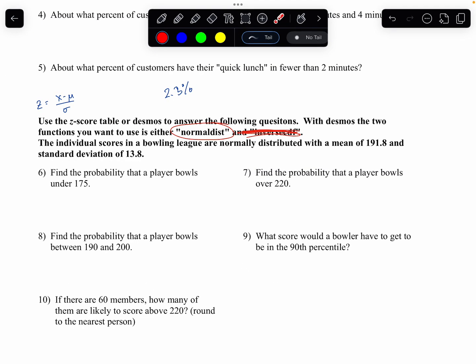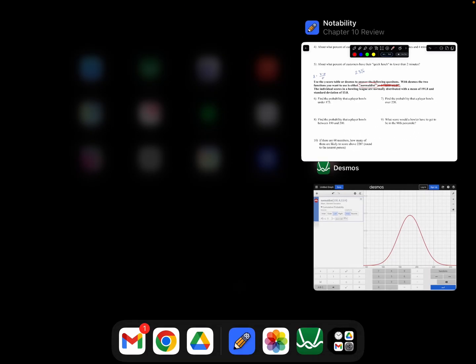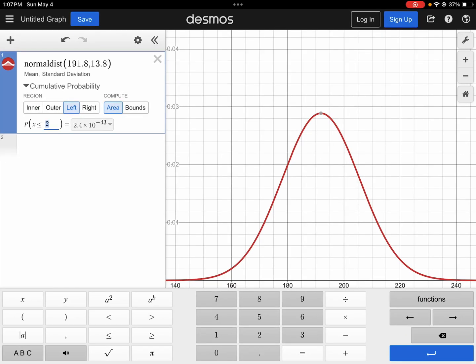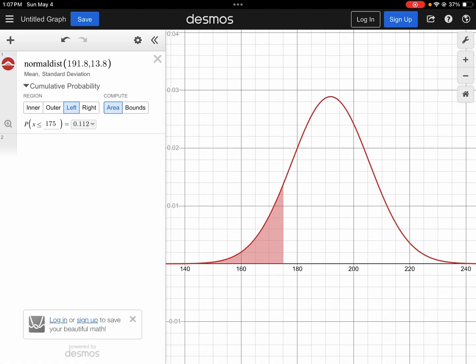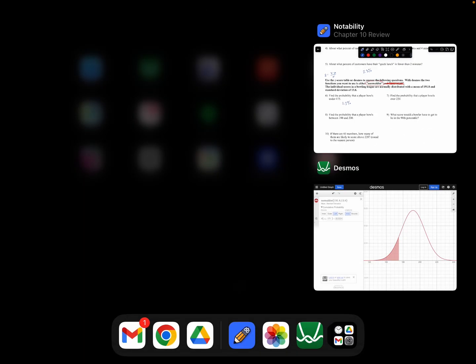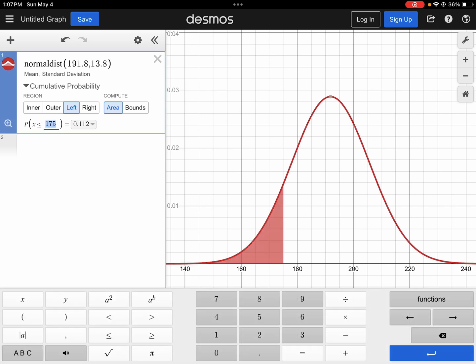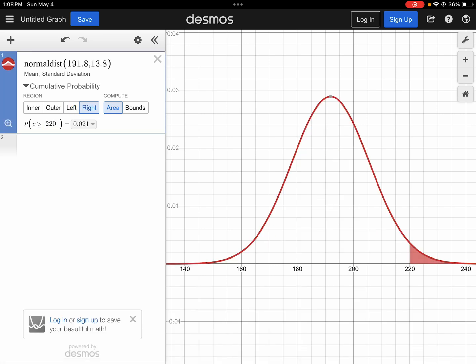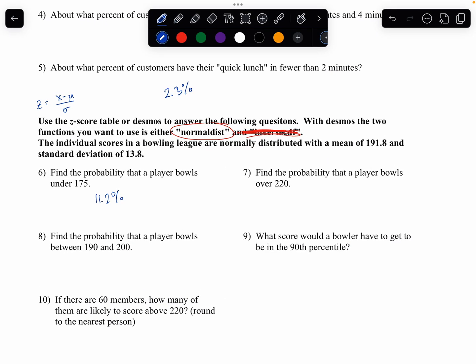All right, find the probability that a player will bowl under 175. So just come in here and do 175 and to the left. And so the probability is about 11.2%. So we'll say 11.2%. Find the probability that a player will bowl over 220. So we'll go in here. We'll do 220, make sure that we do it to the right, and the probability is 2.1%.